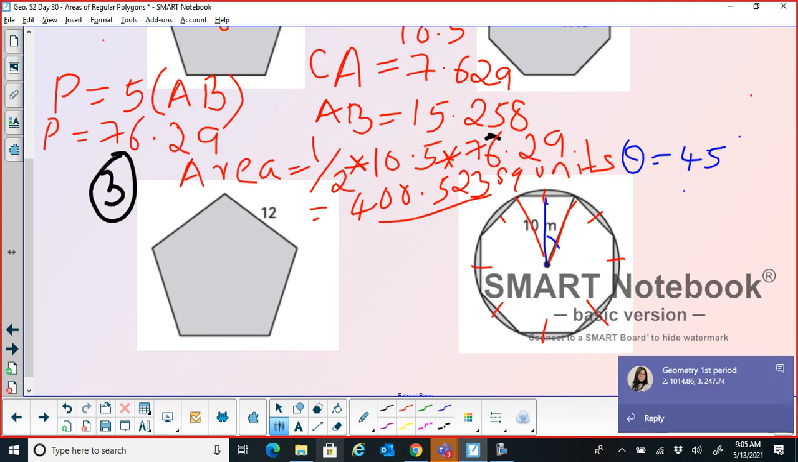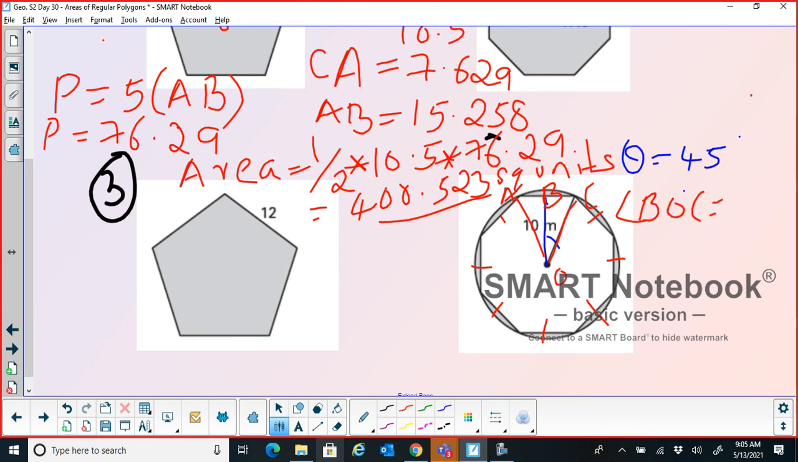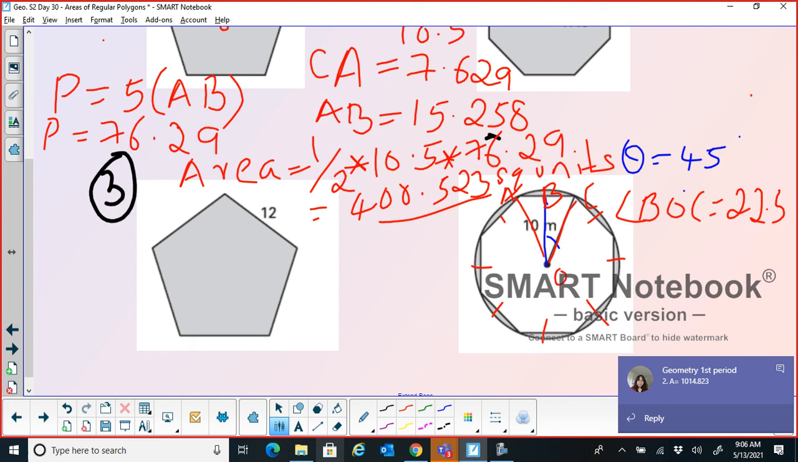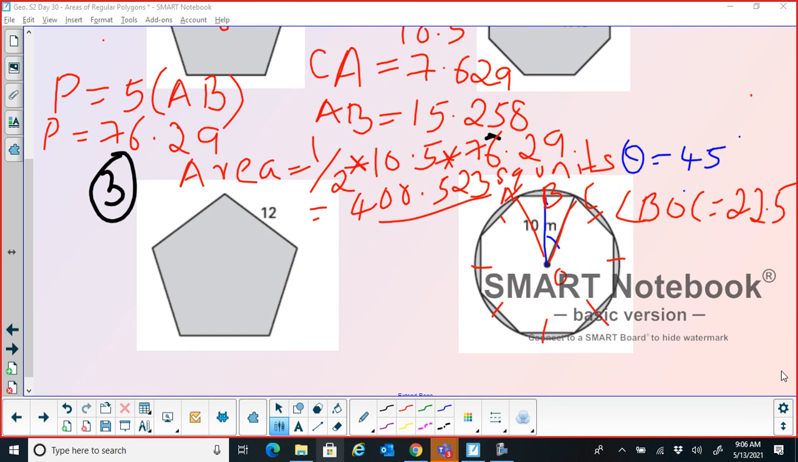Let me label this once again. I have this as A, B, C and O. And angle BOC equals half of 45, which is 22.5. That will be our angle BOC. I see a few of your classmates getting answers correctly for second and third. We will check that soon. So angle BOC is 22.5.